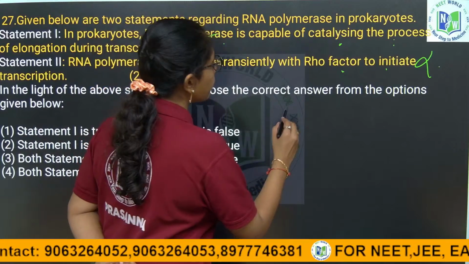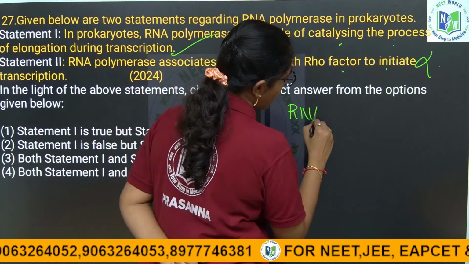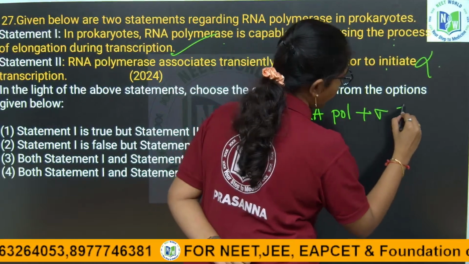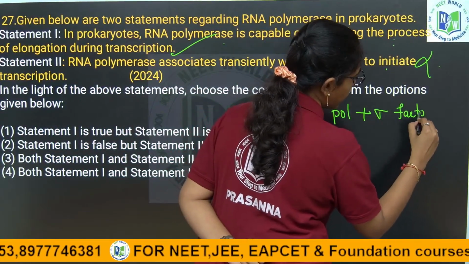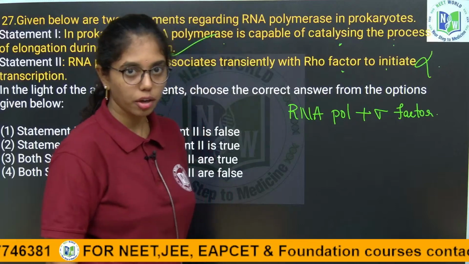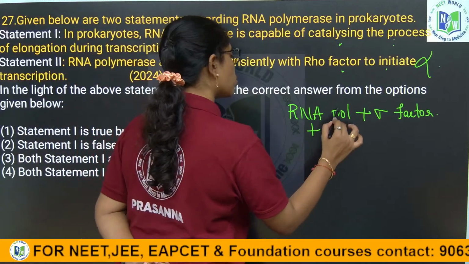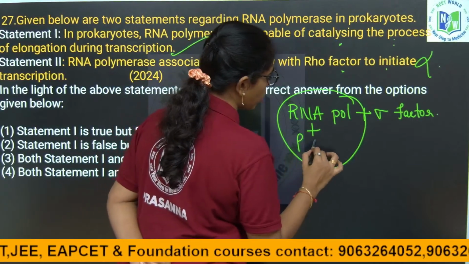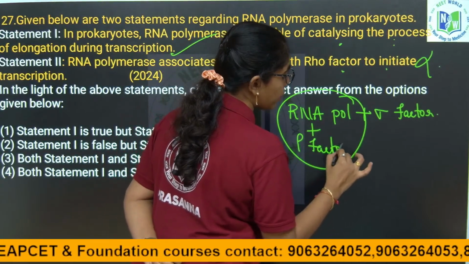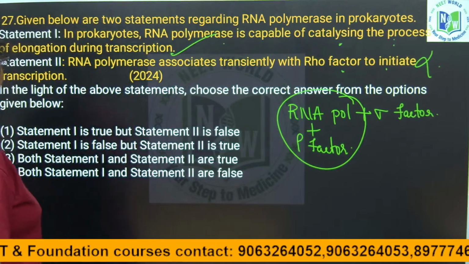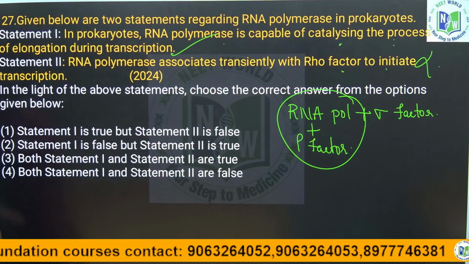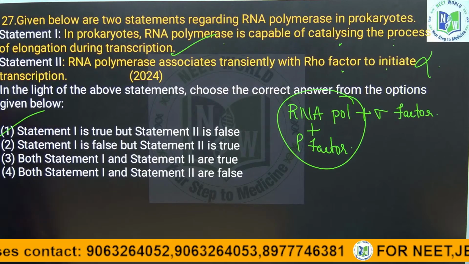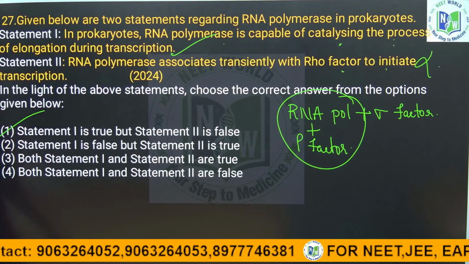If RNA polymerase is attached with sigma factor, that initiates the process of transcription. If it is associating with Rho factor, then it terminates the process. So, here what is the correct answer? Statement 1 is true and 2 is false, option 1 is the correct answer.